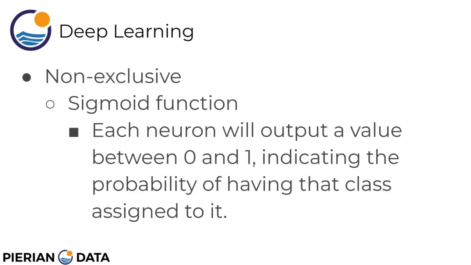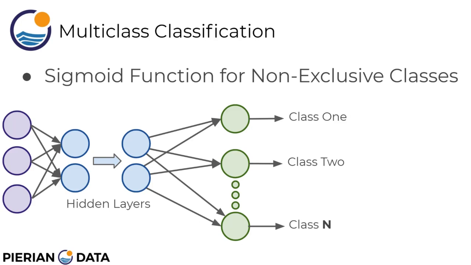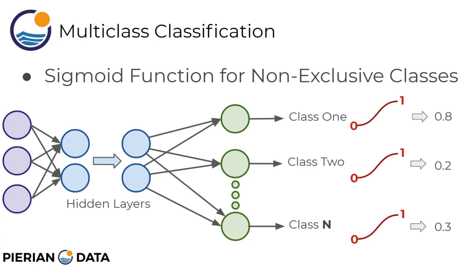So if you're dealing with non-exclusive classes, then you can just use the sigmoid function, because each neuron will output a value between 0 and 1, indicating the probability of having that class assigned to it. What this looks like is we again have a neuron for each class. Again, this is non-exclusive, so data points can have multiple classes assigned to them. Then you just put a sigmoid function, also known as the logistic function, which has values between 0 and 1, and all the outputs for those neurons end up somewhere between 0 and 1.